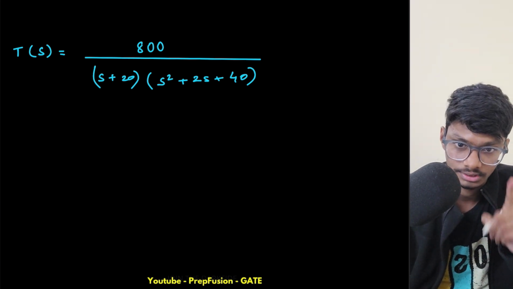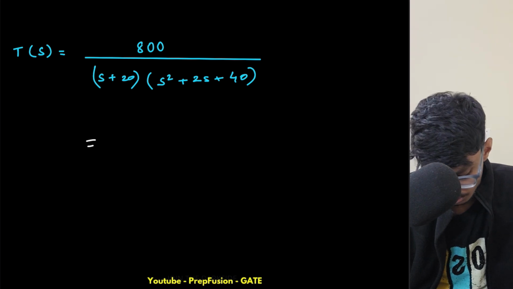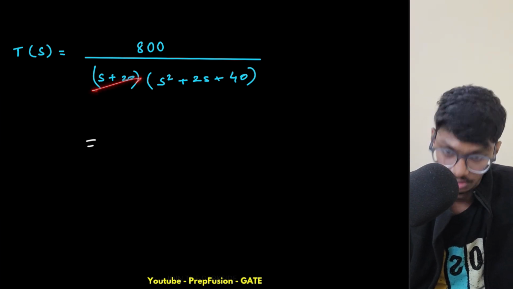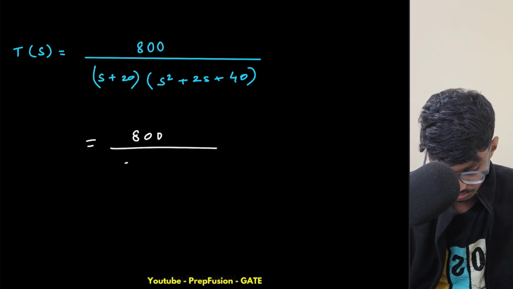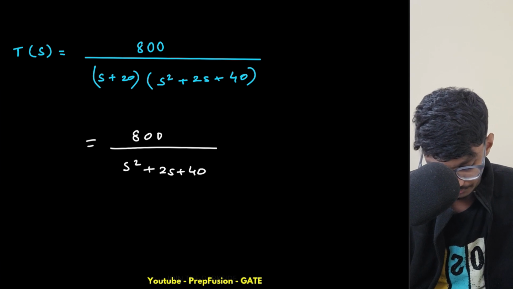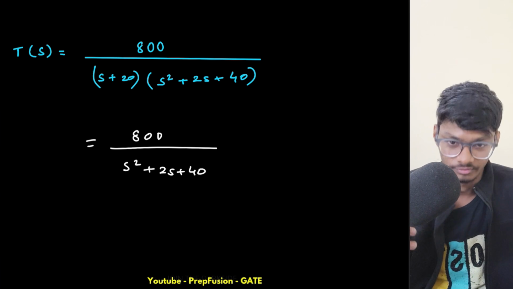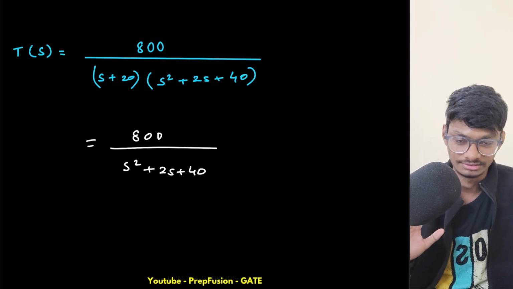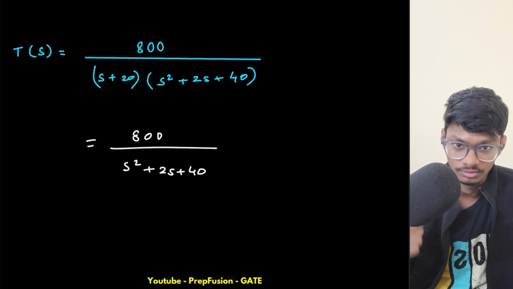So my transfer function currently is this. Then what I will do, simply I will just ignore this pole, and that is it. 800 by s square plus 2s plus 40. Now this is wrong. Why? If you understood that this is wrong, then this is good. Else if you have forgotten, then this is bad, because in the first chapter all this is taught.